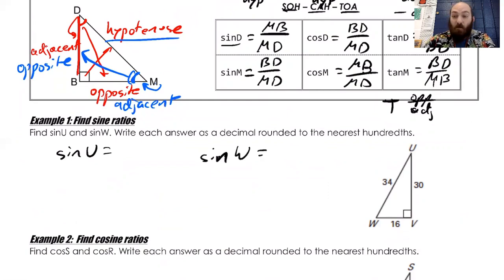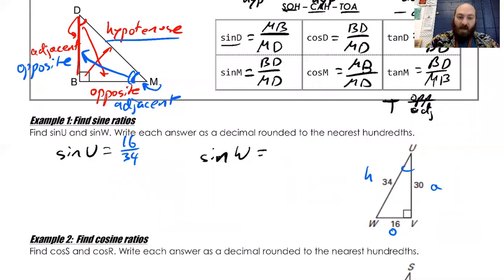So just like I said before, this is the process I like to work with. If I start with U, I'll do that in blue actually. I look at U as my reference. I'm going to label it real quick as opposite, adjacent, hypotenuse. Looking back at what I'm doing, sine, the SOH, so I'm going to do sine as opposite over hypotenuse. So in the case of U, that is going to be 16 over 34.